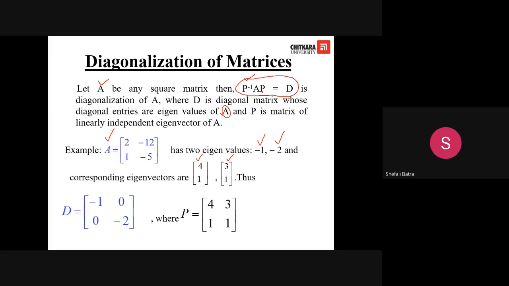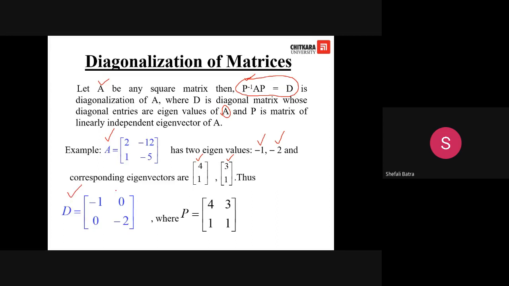What is P and what is D? D is a diagonal matrix whose diagonal entries are given by the eigenvalues. So you are making a diagonal matrix. Diagonal matrix means only diagonal entries would be there, and what will the diagonal entries be? Those are the eigenvalues of the given matrix. So -1 and -2, so you'll be writing -1 and -2, and the rest of the entries would be 0. So this is your diagonal matrix.